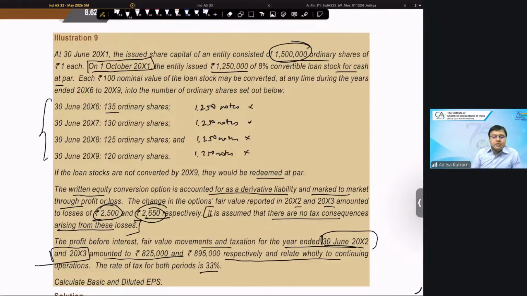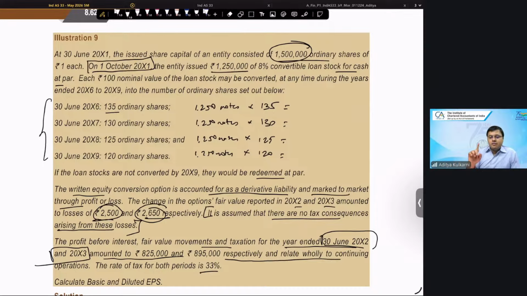If I convert on 30th June 20x6, I will get 135 shares per loan note. Here I will get 130, 125 and 120. Which one are you going to take?